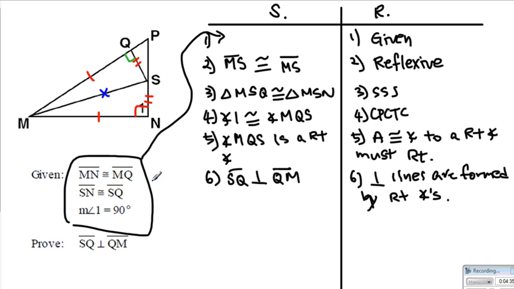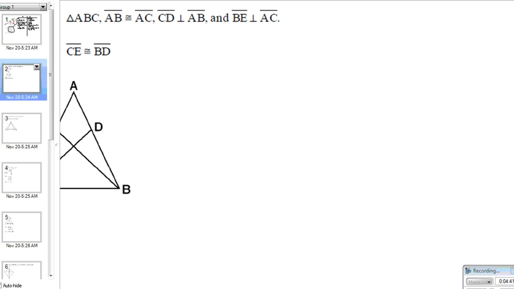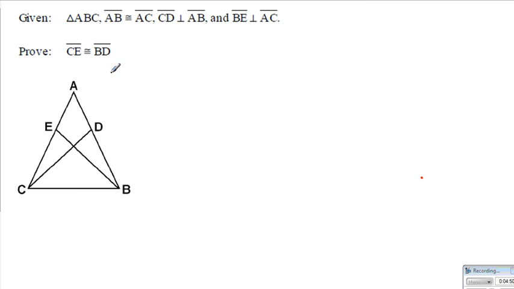Let's move on to number 2. So let us write down the givens. AB is congruent to AC. So here, we're going to write down AB, the entire line segment, is congruent to the entire line segment AC. Now, CD is perpendicular to AB. That means we should have a right angle over here, and another right angle right over here.